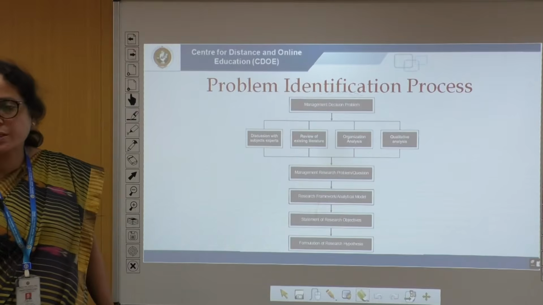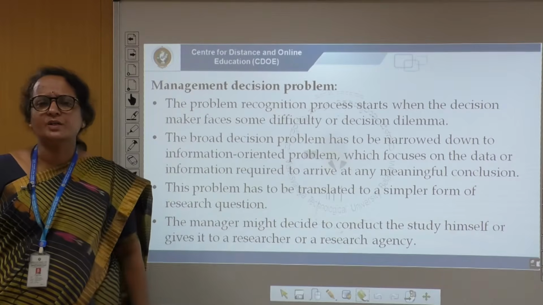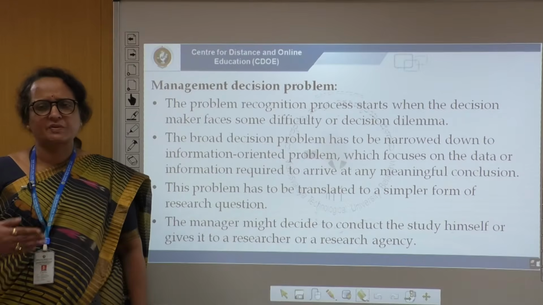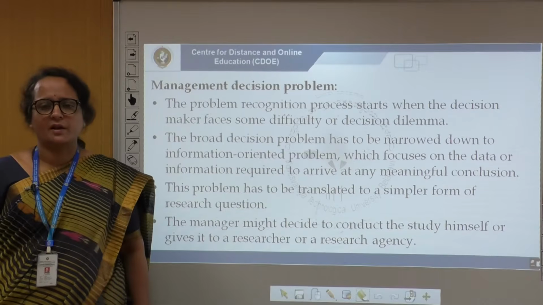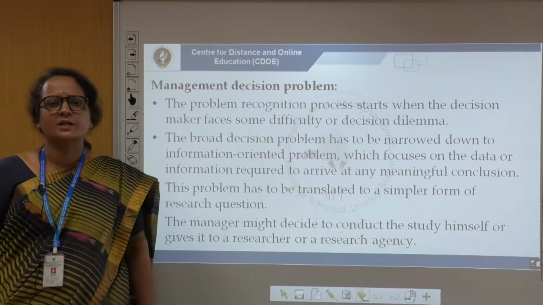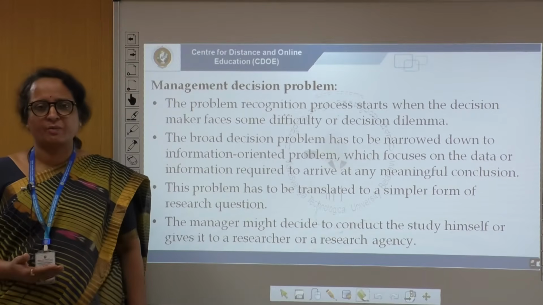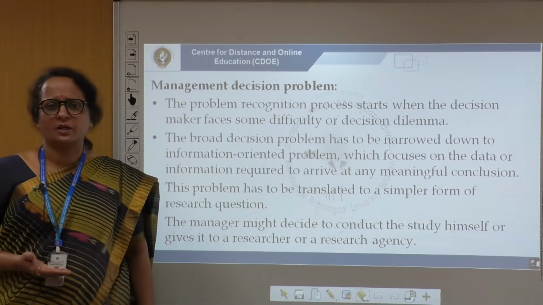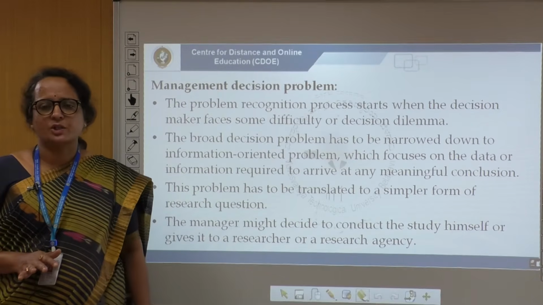We will discuss each step in brief. As I have said, first the management decision problem will be identified. The problem recognition process starts with identification of the decision problem faced by the decision maker in an organization. Sometimes decision makers face some difficulty or decision dilemma. That itself is the decision problem: the problem confronting the decision maker, or any challenge. It could be a challenge or it could be an opportunity. An opportunity or a challenge faced by the decision maker is nothing but the management decision problem.